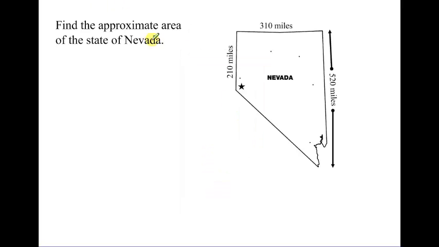All right, let's apply it first to a real problem. This is the state of Nevada, which is very much like a trapezoid. It's not exactly a trapezoid, but we can use a trapezoid to approximate its area. Okay, so here's what I'm thinking. I'm thinking these two bases are right here, this 210 miles and the 520. If anything's parallel there, it's those two. And it's about a right angle at the top here, so the 310, that's my height. Let me label that.